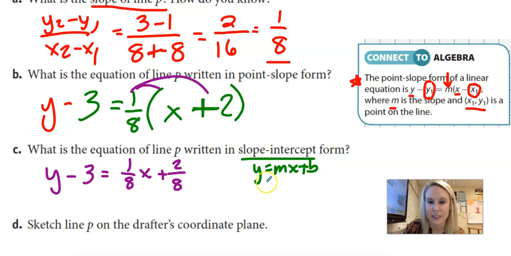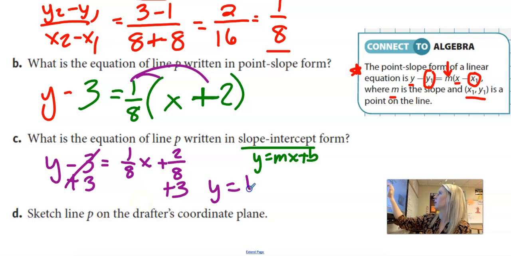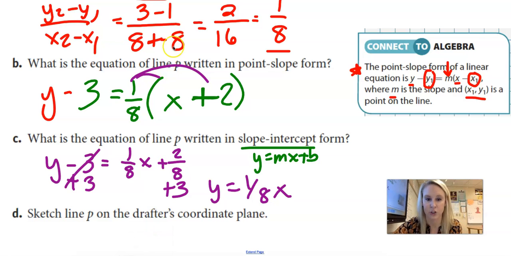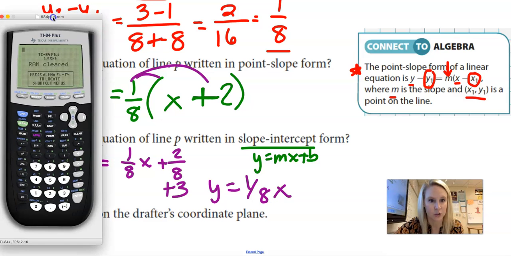Okay, last thing I'm going to do is I need to get y by itself. So I'm going to add 3. I'm going to do it under its like term, which is 2/8. So then I just have to simplify. So y equals 1/8 x, and I would type in my calculator 2/8 plus 3. So I'm going to teach you a little shortcut. Again, fraction button is alpha, y equals, enter, 2/8 plus 3. So I get a decimal, and we like fractions in math.